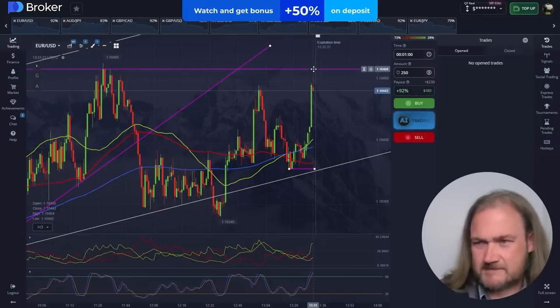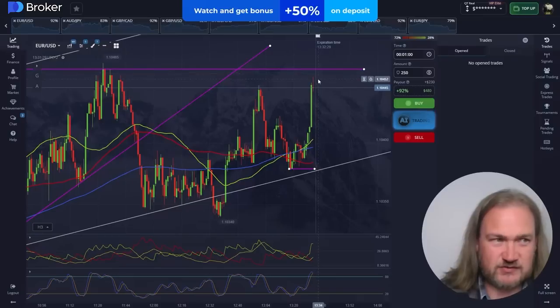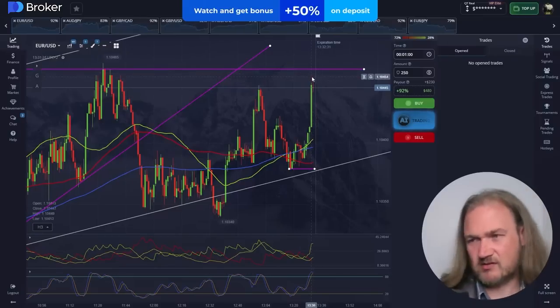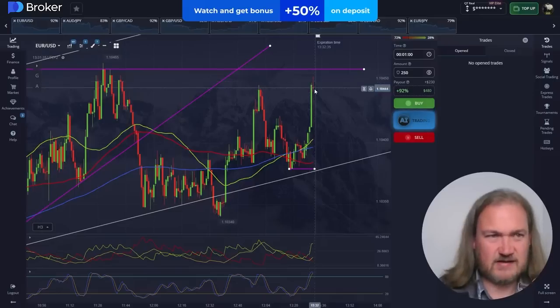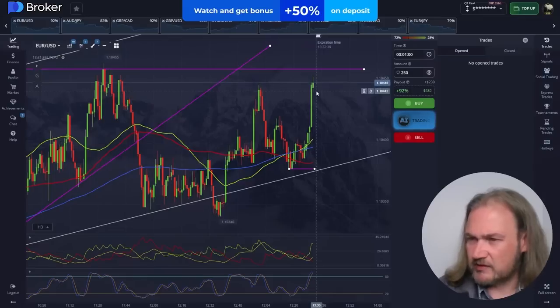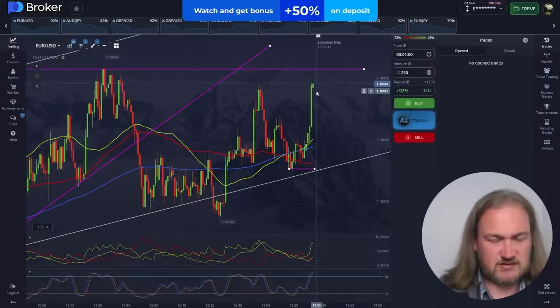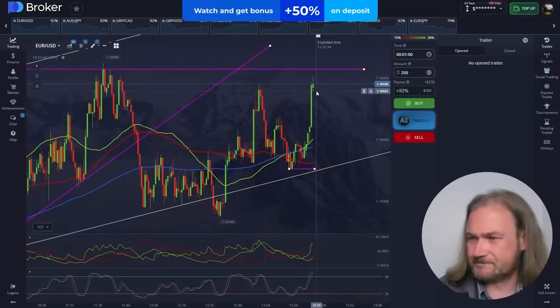Sometimes it gets really frustrating because all your entries are close and you really want to take them because it looks like you're missing out. But the discipline of a trader is to wait for good entries to your strategy.